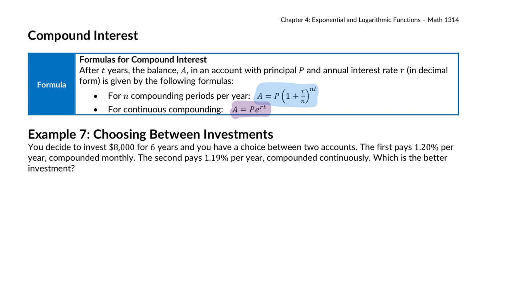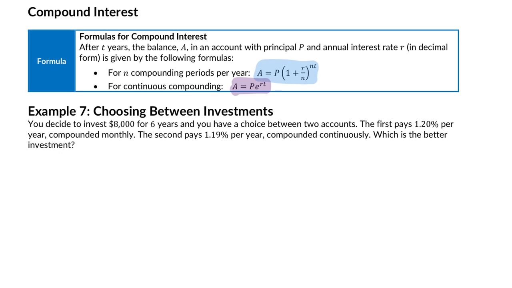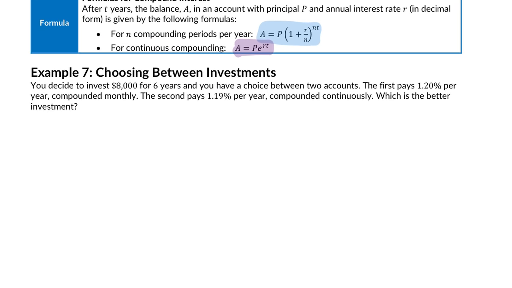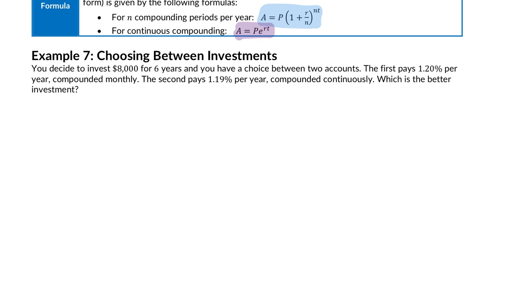It says you decide to invest $8,000 for 6 years and you have a choice between two accounts. The first pays 1.20% per year compounded monthly. The second pays 1.19% per year compounded continuously. Which is the better investment? Okay, so we're going to calculate both investment styles for both formulas with this information and see which one gives you the most money at the end.